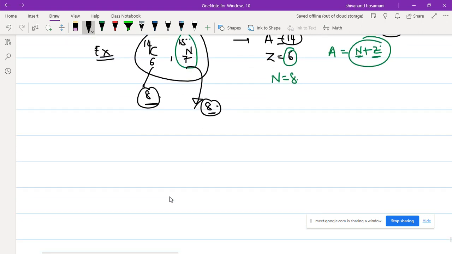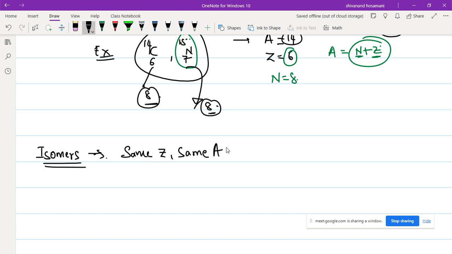Isomers. What do you mean by isomers here? Isomers are the nuclei which have the same Z, the same atomic mass A, but different intermolecular structures. And their chemical behavior is going to be different. So these are called isomeric nuclei.